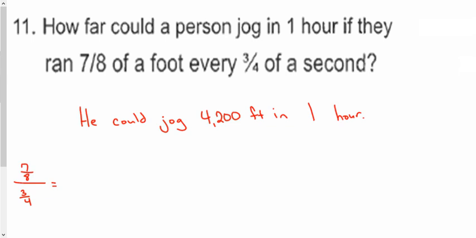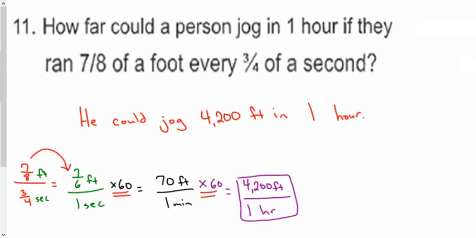And we started out with 7/8 of a foot divided by 3/4 of a second. We made that into a unit rate, so then we could figure out how far he'd go for 1 second. After we knew how many feet he could go for 1 second, we times that by 60, and we knew how many feet he could go for 1 minute. And then after we had how many feet he could go for 1 minute, we times that by 60, and we got to 4,200 feet in 1 hour.